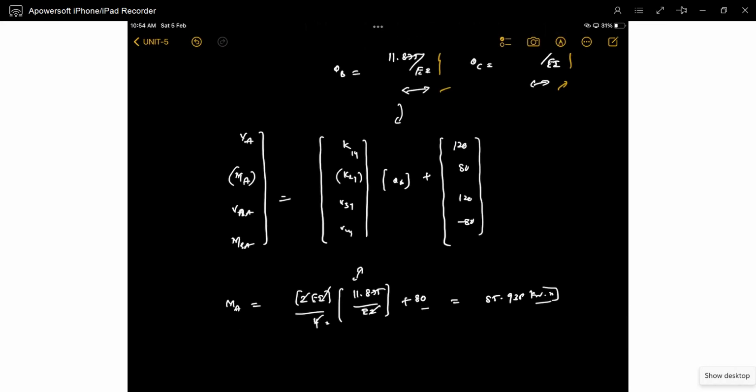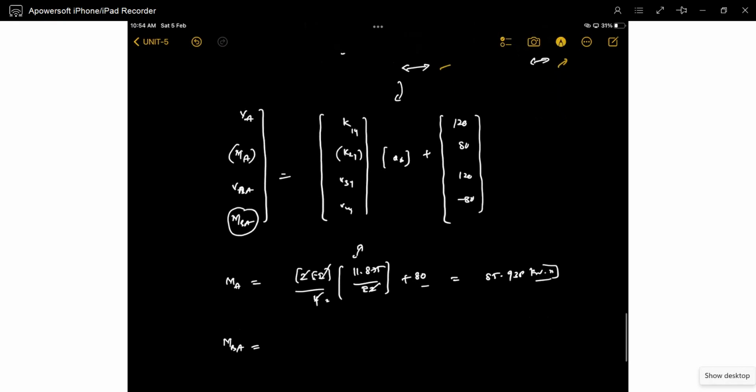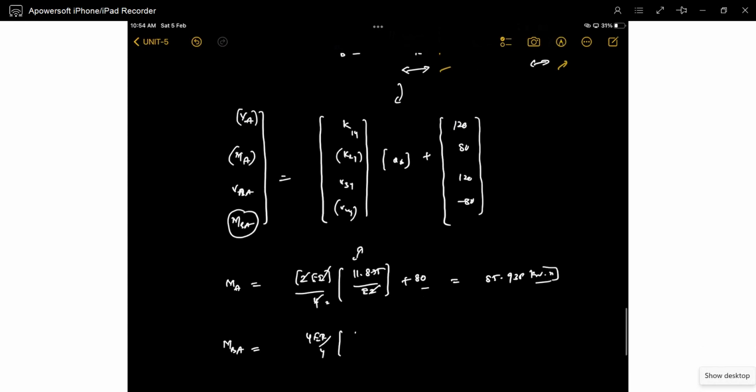Okay, you know the MA and MBA also. MBA also you can find out. VA you can also find out, if you want to draw a shear force diagram also. Directly, if it's a 4, 4. What is the 4, 4? 4EI by L. What is theta B? Theta B is 11.87 by EI, plus minus 80. Okay, so minus 80. What is that value? Again cancel. Minus 80 plus 11.87, it is minus 68.13.